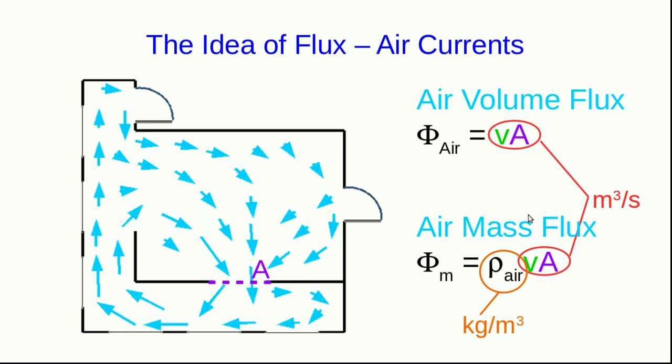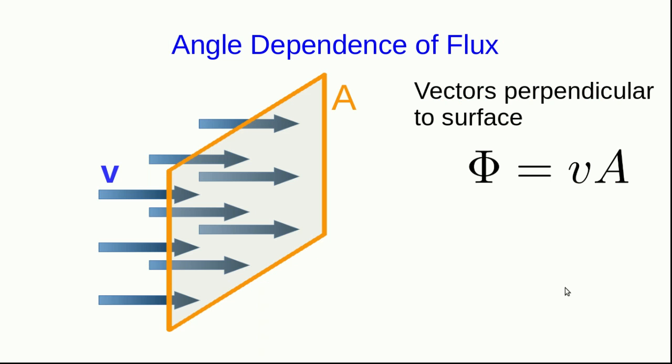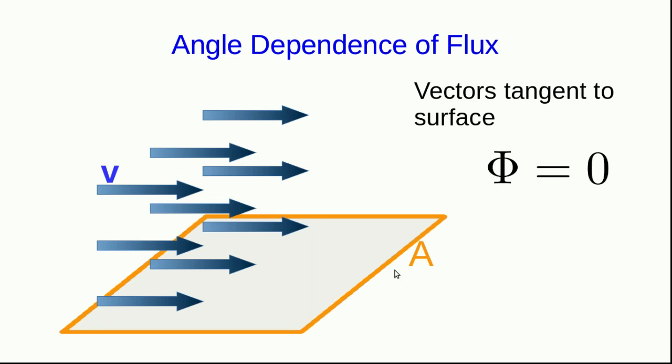Note that just like the musician flux that we saw previously, this flux is proportional to a density and a speed and an area. In the case of air volume flux, if the velocity vectors of the air are perpendicular to the area that we're thinking about, then the flux really is just the speed times the area. But notice if you have an area that's lying down so that the velocity vectors are parallel to it, clearly no air is flowing through that area, and so now the flux is zero.